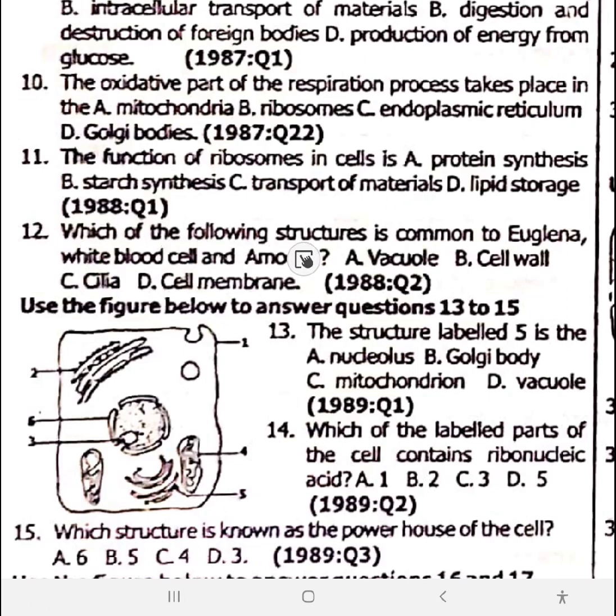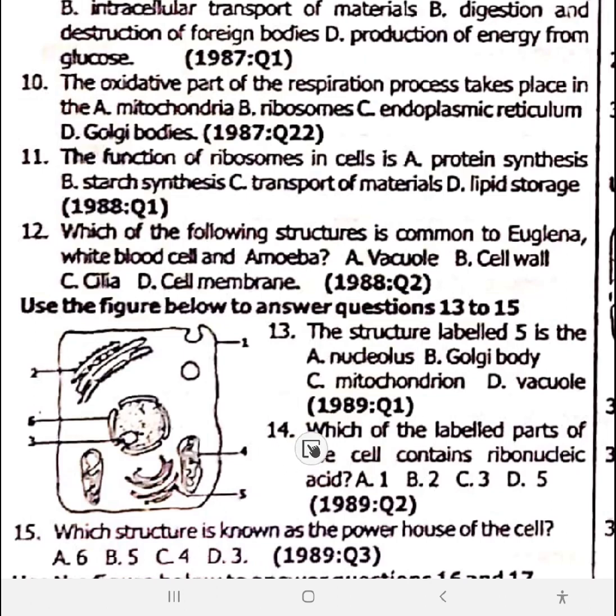12. Which of the following structures is common to Euglena, white blood cells, and amoeba? They all possess cell membrane. 12 is option D. Remember we said both animal and plant cell have cell membrane, but plant cell has cell wall and cell membrane. Animal cell has only cell membrane. 13. The structure labeled 5 here is what? Number 5 is option B, Golgi bodies.